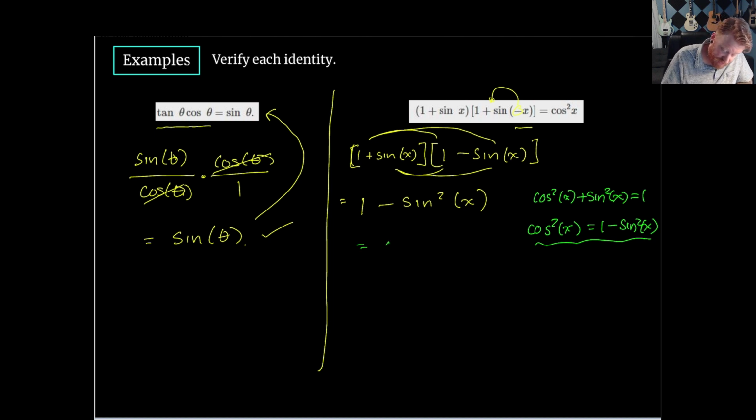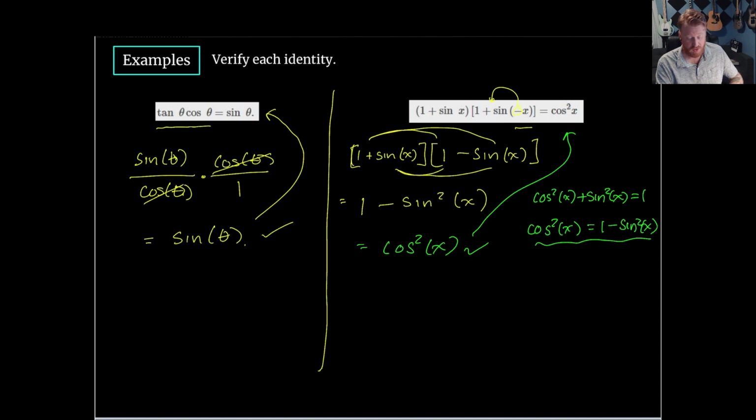So now we can see that this is equal to the cosine squared of x. So there we go. This is what we were trying to show the whole time, and we have verified this identity.